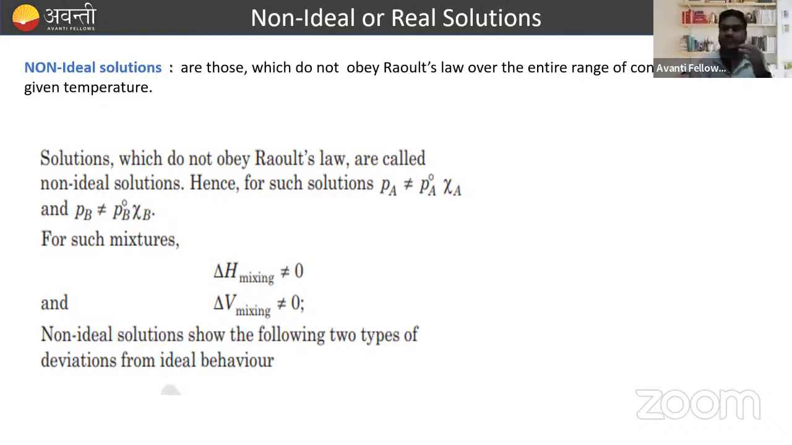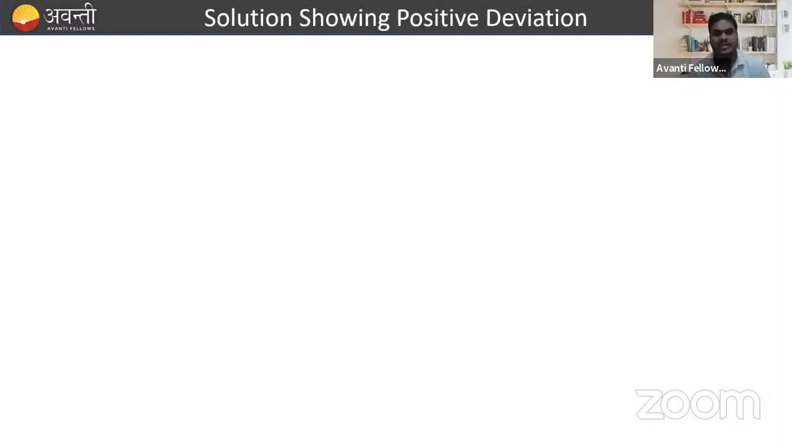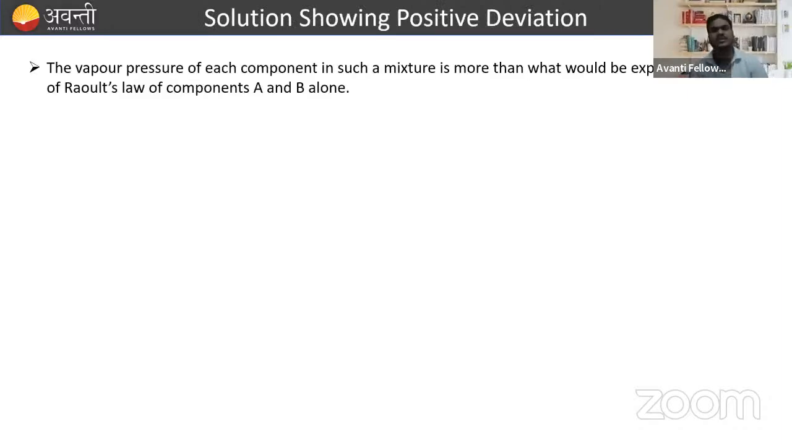Now, if we expect a pressure and it comes out to be less than what we expected from the Raoult's law, then it will show negative deviation. So two possibilities arise: either it will show positive deviation or it will show negative deviation. So let's see when we see positive deviation and when we see negative deviation.